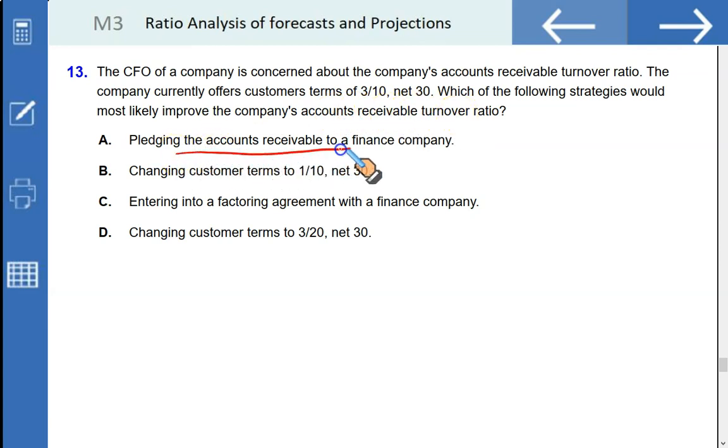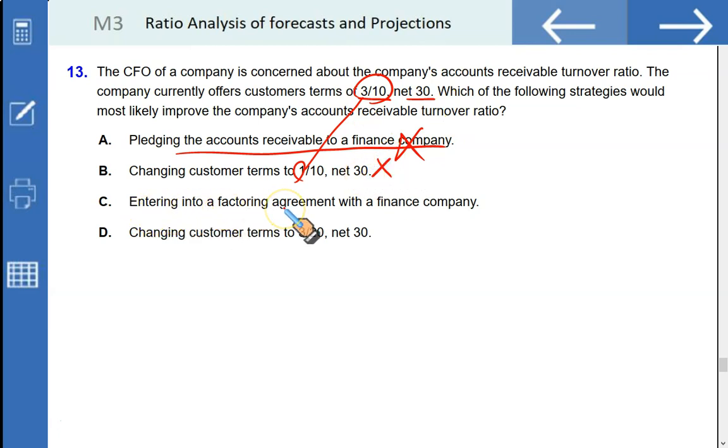Pledging the accounts receivable to a finance company. Pledging won't help. You're just pledging your accounts receivable. It would neither impact sales nor accounts receivable, so this is not recommended. Changing customer terms to 1/10 net 30 from 3/10 net 30. If we reduce the discount percentage from 3 to 1%, it will not incentivize customers to pay quickly. Rather, it will reduce the incentive to pay. Customers will take more time, so your accounts receivable turnover will fall. This is not good. What about C?